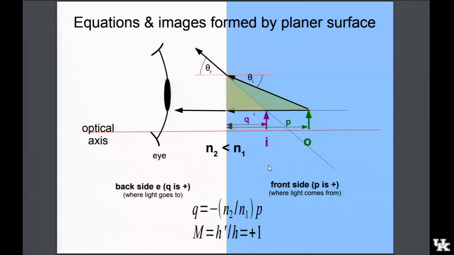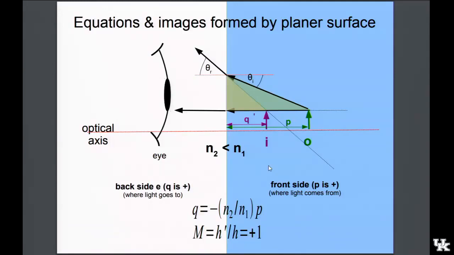N1 is where the light came from. It was the front side. N2 is where the light is going. It's the back side. So this equation tells you the image position in terms of the object position and the two different media that the light has passed through.